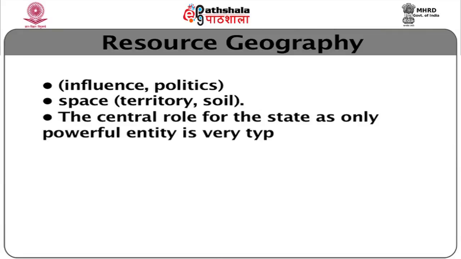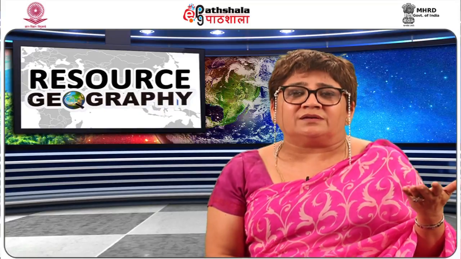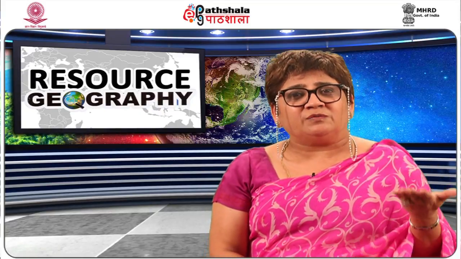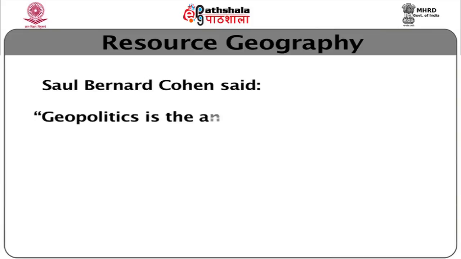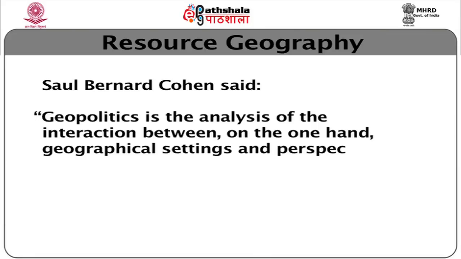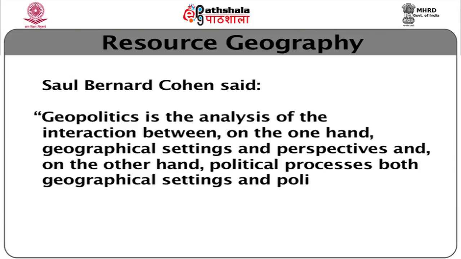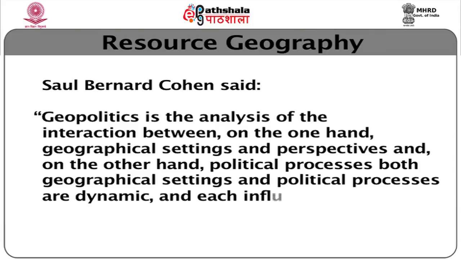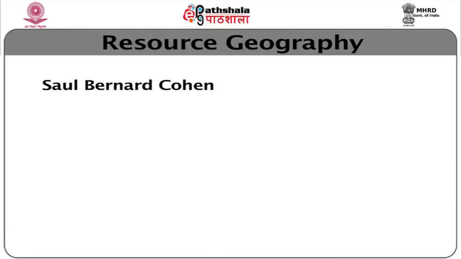The central role for the state as the only powerful entity is very typical of Kjellen's definition, which he gave way back in 1916. Saul Bernard Cohen is another man we have to remember when we talk of geopolitics. He said geopolitics is the analysis of the interaction between, on the one hand, geographical settings and perspectives, and on the other hand, political processes, all those political processes which are happening around you. Both the geographical setting and those political processes are dynamic, and each influences and is influenced by the other. I hope you all will agree to that.